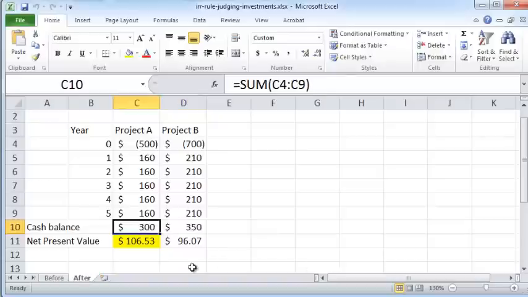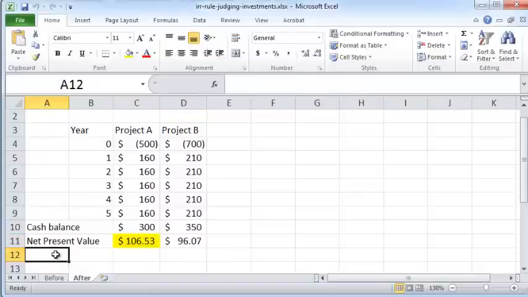Now, if you were to just add the cash balances, project B appears more attractive because project A has lesser cash. But as we saw in the previous NPV example, the net present value of project A is higher than the net present value of project B, and so it should be chosen.